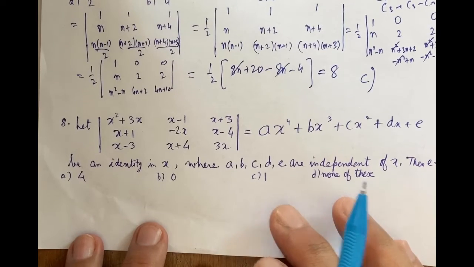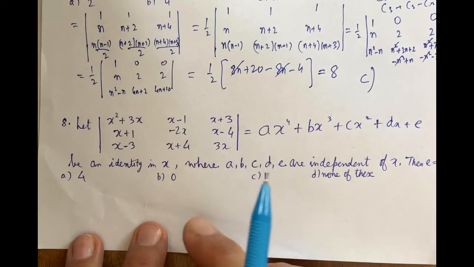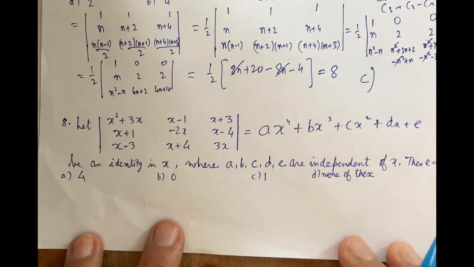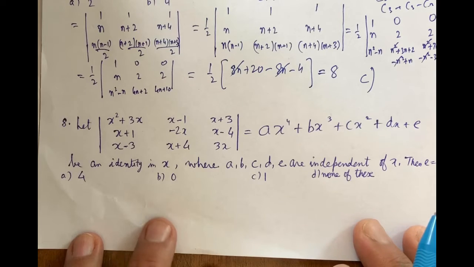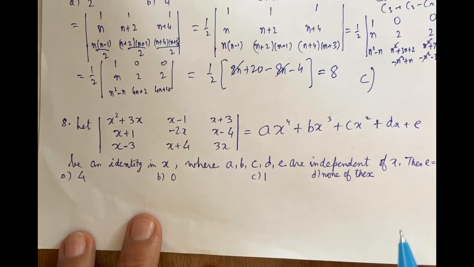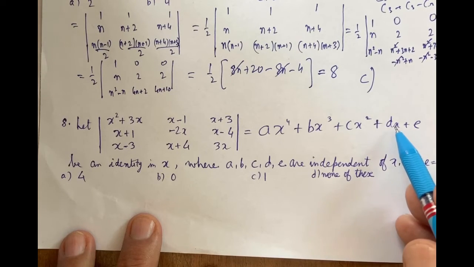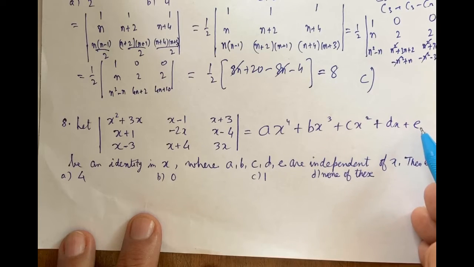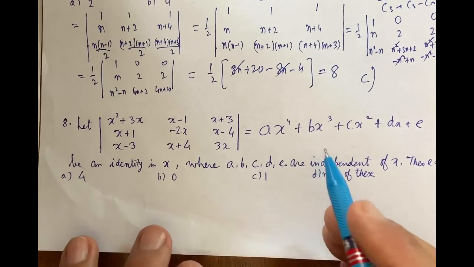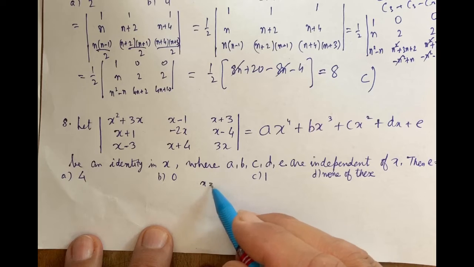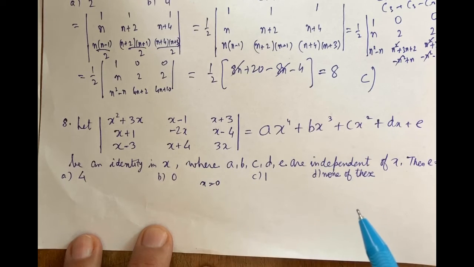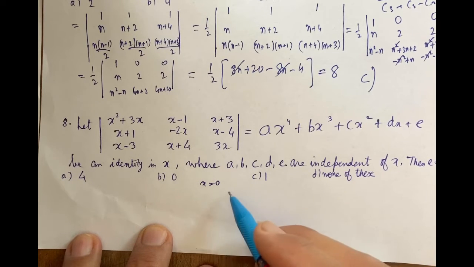The next one, we are given an identity in X and we have to find value of E. Identity is true for all values of X. So here we choose value of X 0, so that right hand side gives us value of E. If this is 0, these are all zeros, we will get value of E. So we put X is equal to 0, this is identity, true for every value means true for 0 also.